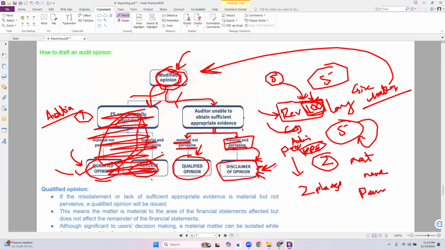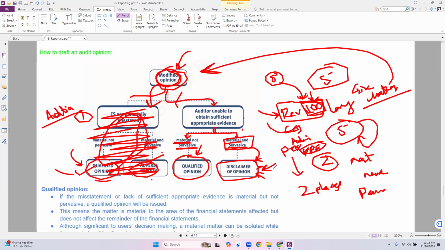Wait. Can an auditor repeat an audit? Can an auditor be asked to repeat an audit? Like, let's say you were not able to gain sufficient appropriate evidence, and because there is limited time, management comes to you and tells you to repeat it.